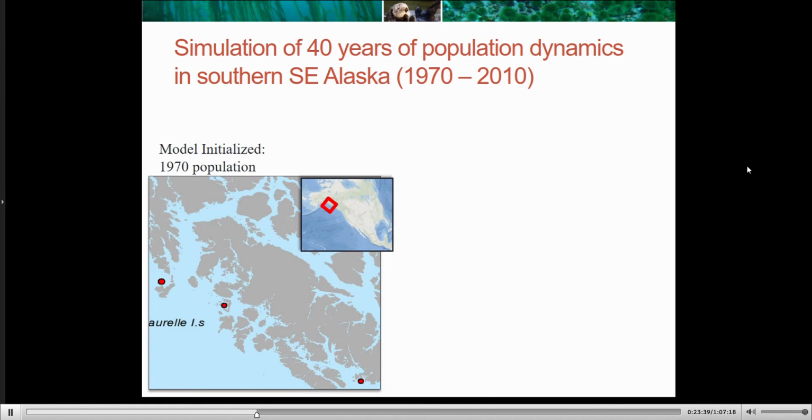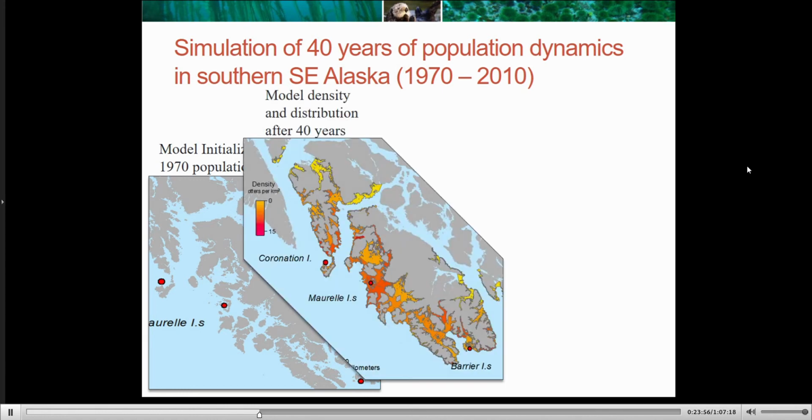So right now I'm just going to show you a model run for southern Southeast Alaska, the southern half of that region. And there were actually three reintroduction sites there. So the model is initiated at all three of those sites and then allowed to run forward on the Southeast Alaska landscape. And after 40 years, this is what you get. A prediction of the density of otters and their distribution based on just this simple diffusion model.